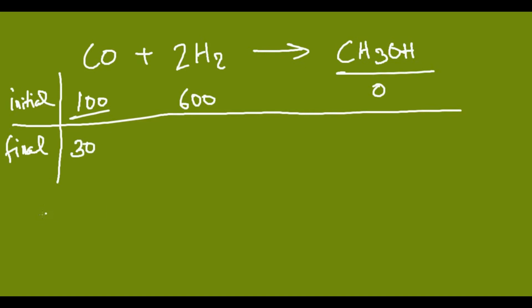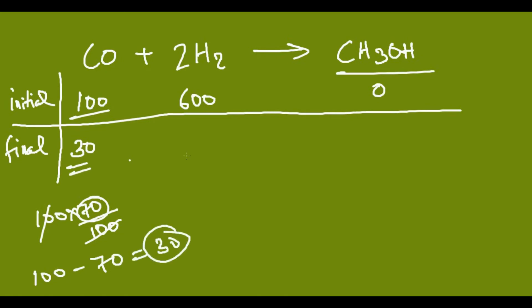I will show this calculation once more. 100 into 70 by 100, so the moles reacted is 70. I had 100 moles as my feed. So 100 minus 70 is 30. This is the remaining moles of CO.